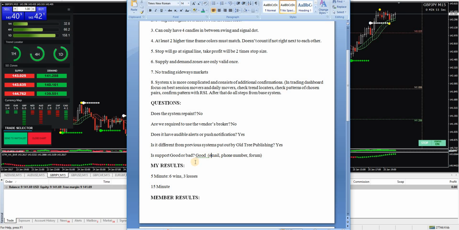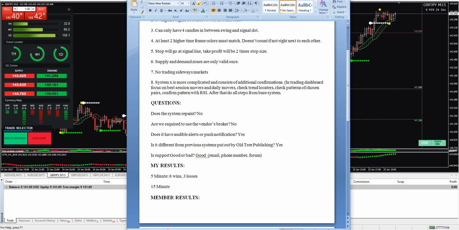Okay, my results. As you guys know, I started out trading on the 5-minute, and a lot of you guys wanted me to jump up to, you know, the hourly or the 4-hour, but at the end of the day, I ended up doing the 15-minute because a lot of people emailed me specifically asking about the 15 minutes. But for right now, my 5-minute trading, that was 6 wins, 3 losses. Obviously, you guys can go back and watch those trades either on the website or on my YouTube channel.